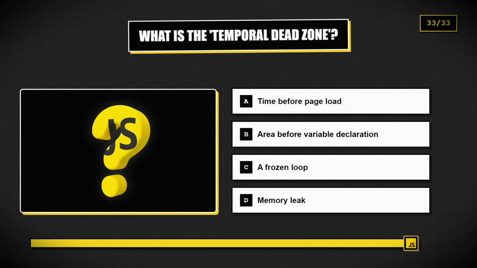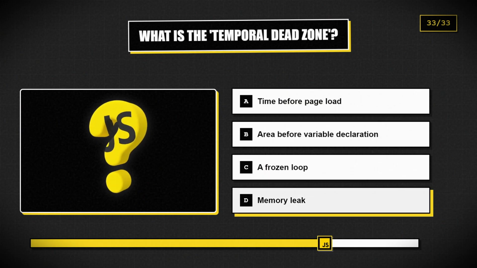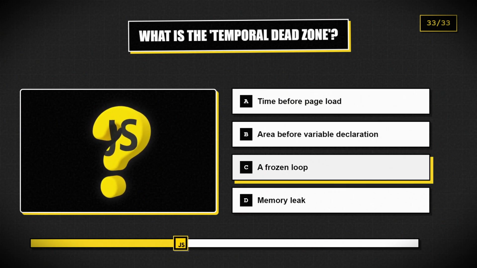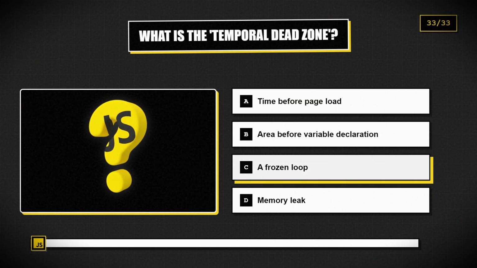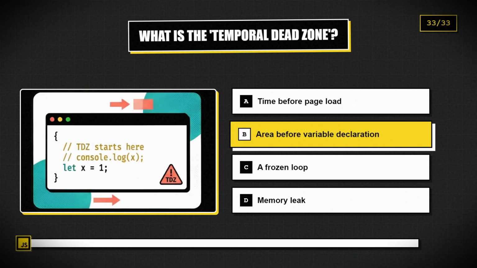What is the temporal dead zone? It is the period between entering a scope and the actual declaration of a let or const variable.